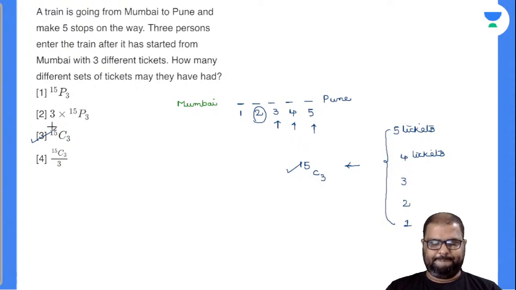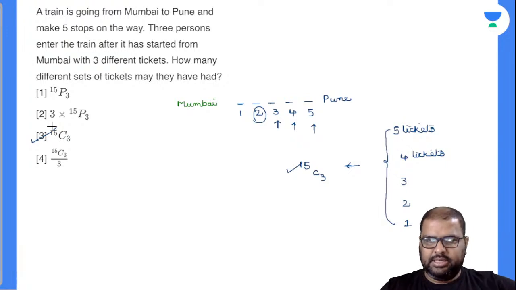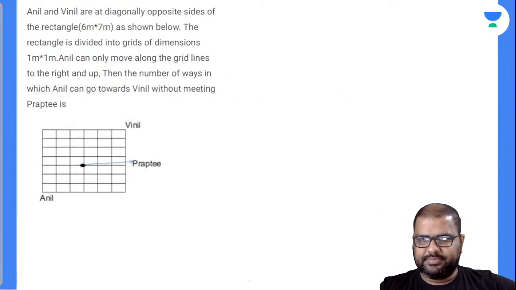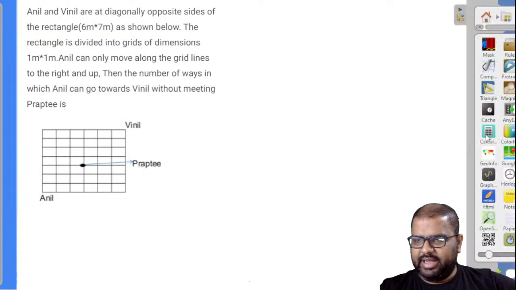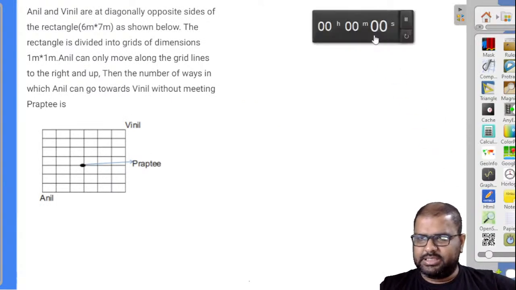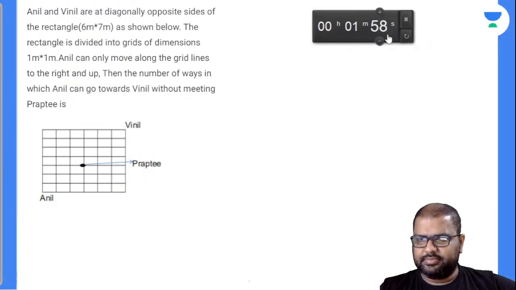Done. So how many of you got the logic there? Exactly. Then we go for the next question. Yes. So this is a directions based, P and C based question. Let's see how many can answer this.